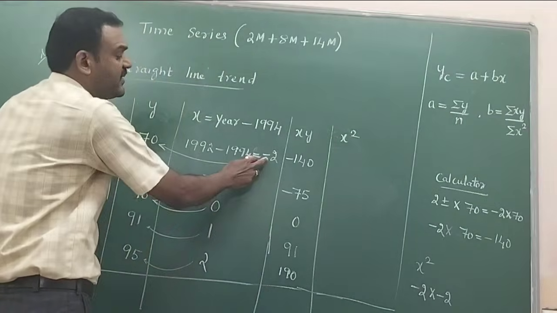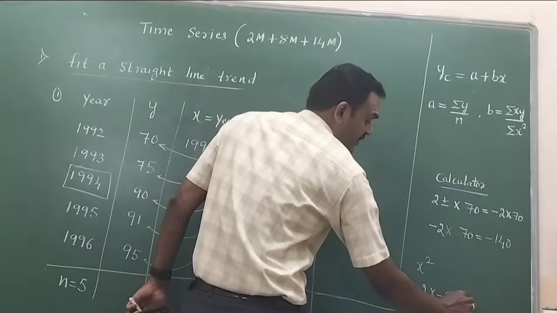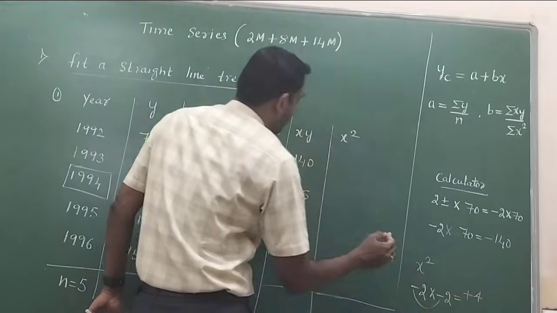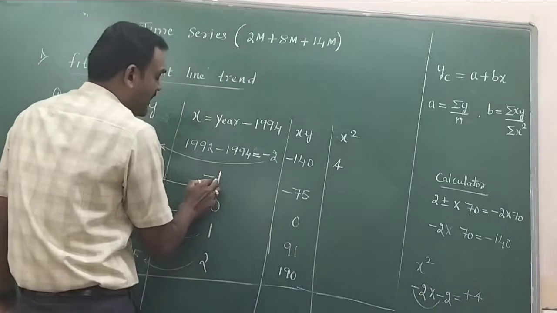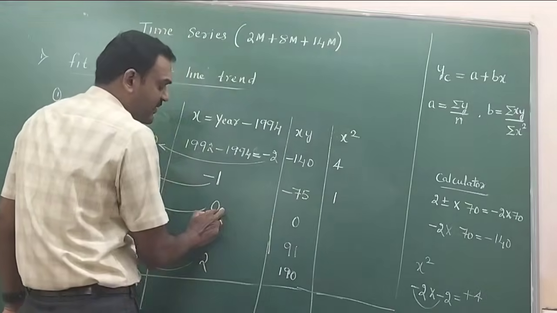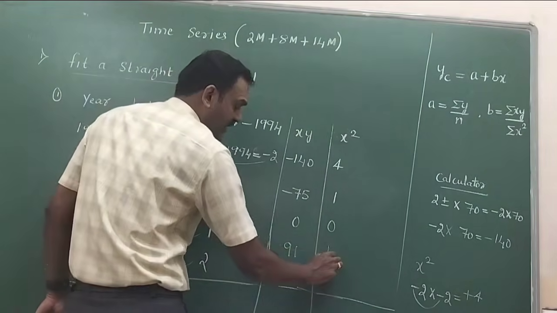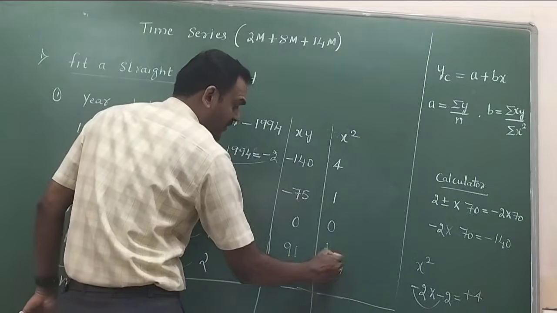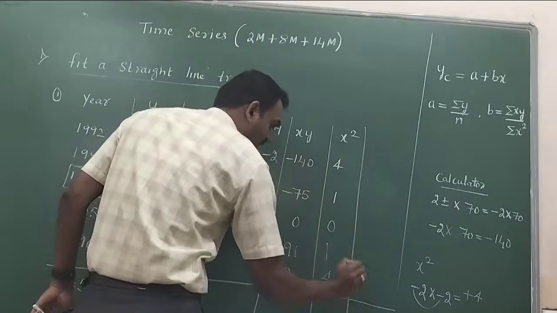Otherwise, minus into minus. If you multiply minus 2 times, minus into minus is plus, 2 2s how much? 4. So minus 2 square is plus 4, and minus 1 into minus 1 is plus 1. 0 into 0, 0. 1 into 1 is 1 and 2 into 2 is nothing but 4. This is x square. This is the table.